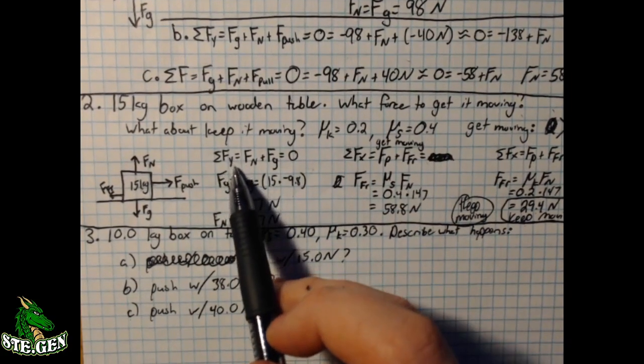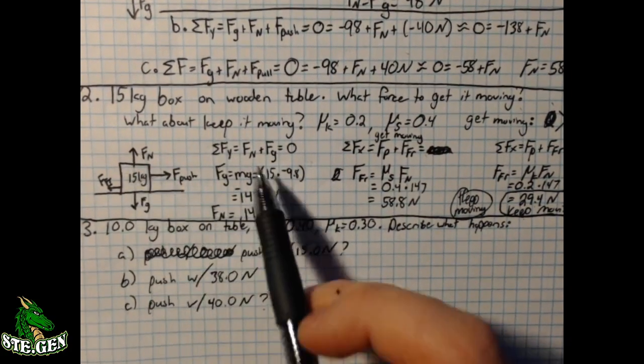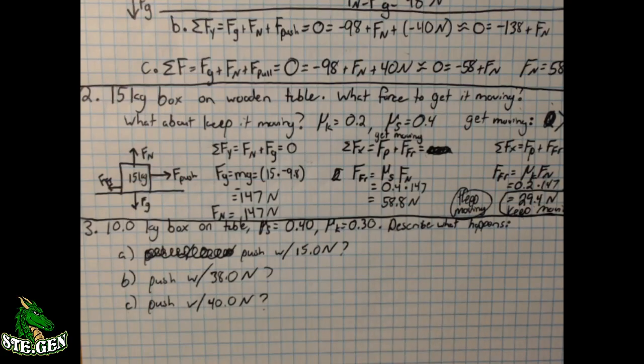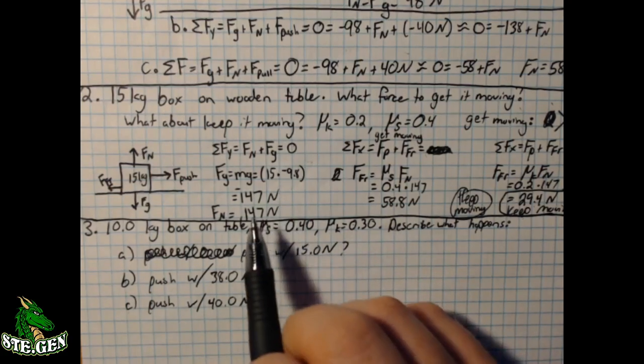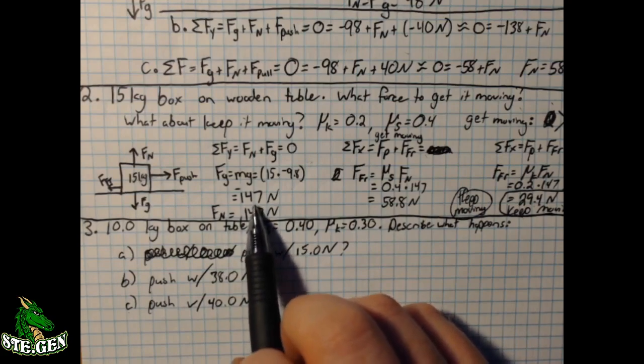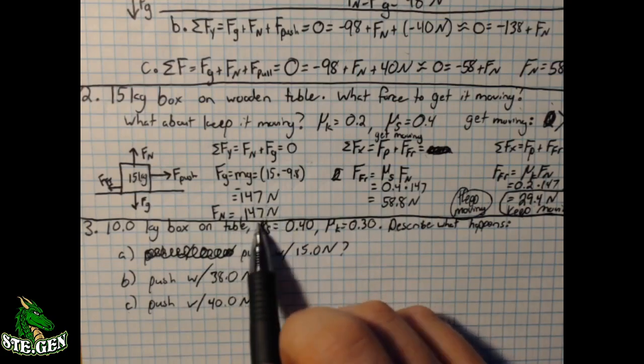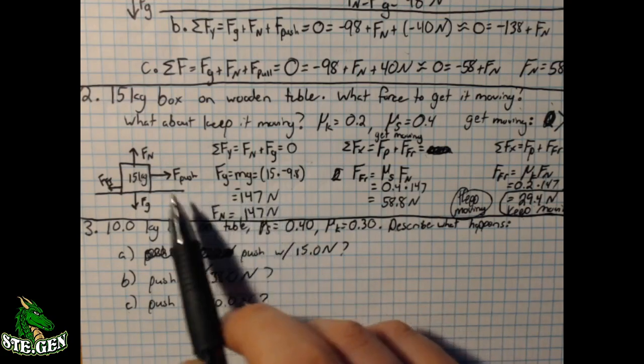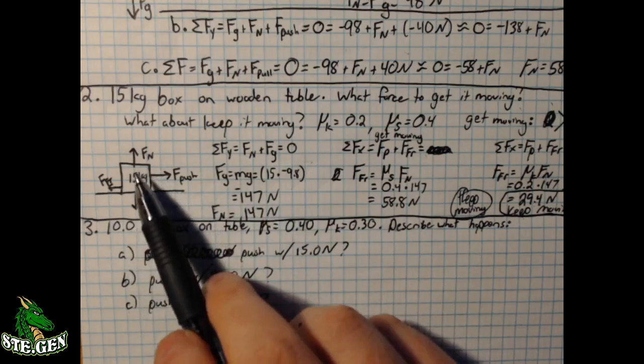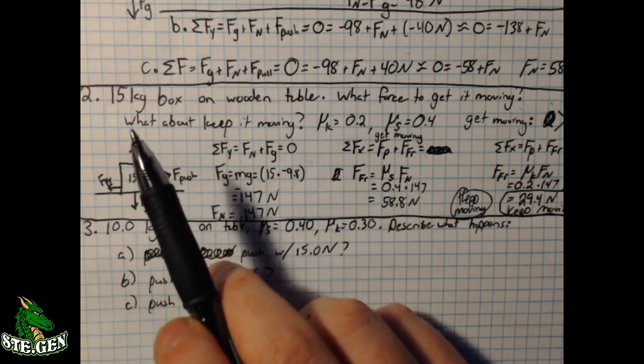So that means that the sum of the forces in the y direction, the normal force and gravity, must cancel each other out. They must be equal to 0. And because of that, we know that the normal force must be equal to the force of gravity, just oriented in opposite directions. So the force of gravity is 147 newtons downwards, and the normal force is 147 newtons upwards.